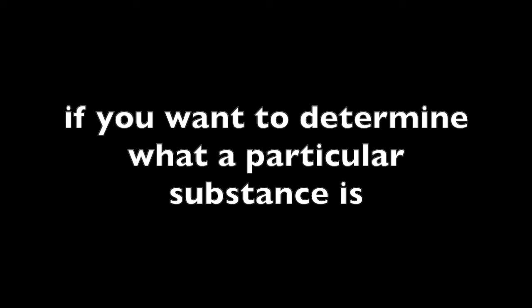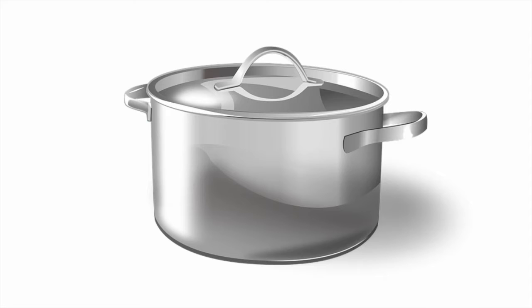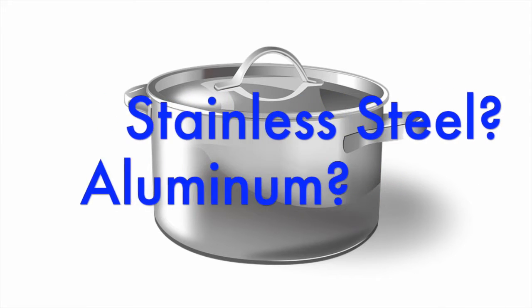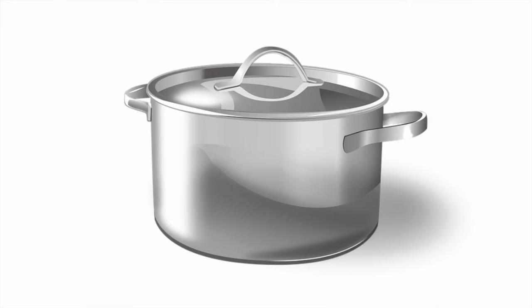Properties of matter are very useful if you want to determine what a particular substance is, or distinguish between two different substances. Sometimes you need to use several properties to do this. For example, say I want to know if a particular object, like this pot, is made of stainless steel or aluminum. I can use properties of matter to help me sort this out.